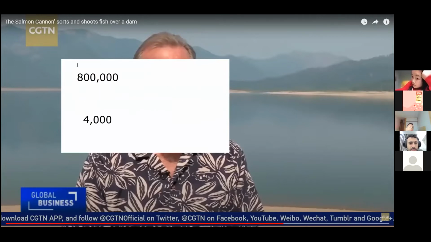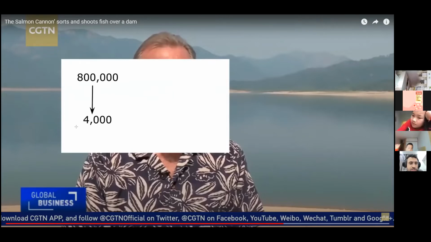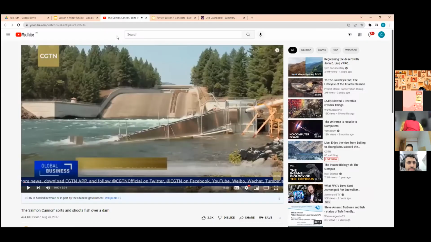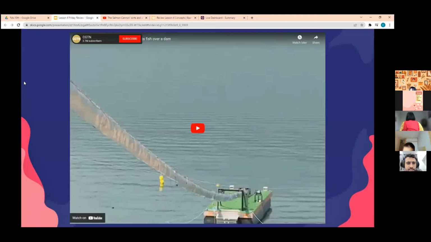Before the dam, there were 800,000. After the dam was made, the population went all the way down to 4,000. Which is a very, very large change. Imagine 800,000 salmon versus 4,000 salmon. Nowadays, there's a lot less salmon using this stream than there used to be. Okay, so there you go: the salmon cannon shooting salmon over the dam.